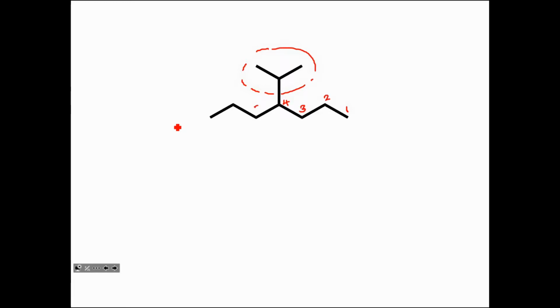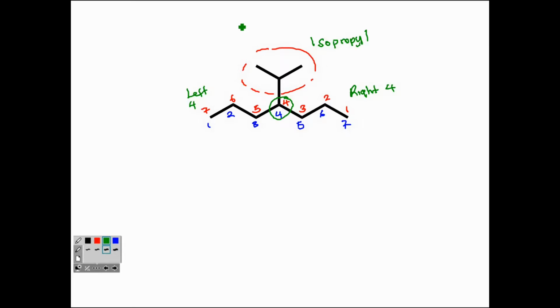1, 2, 3, 4, 5, 6, 7, or 1, 2, 3, 4, 5, 6, 7. Bottom line, you see those are the two numbers you need to judge, 4 and 4, so it doesn't matter which system, starting from the left or starting from the right. If you start from the right, it's still going to give you a 4. If you start from the left, the substituent is still at 4. Whichever numbering system you choose is going to be okay. But what is the name of our substituent? This is an isopropyl, and for this one we're going to make sure we take care of the alphabet I.